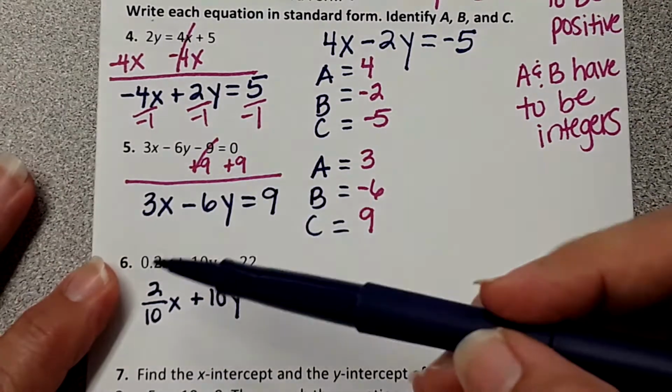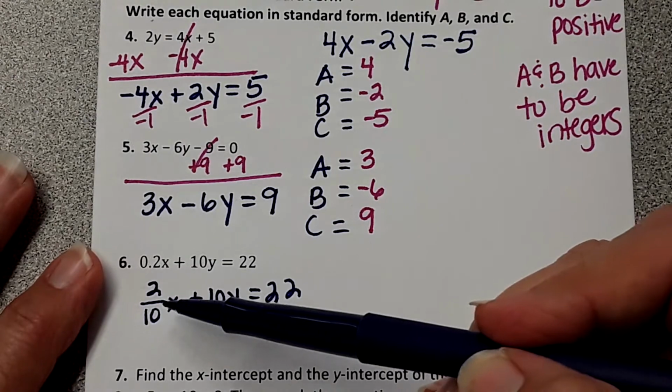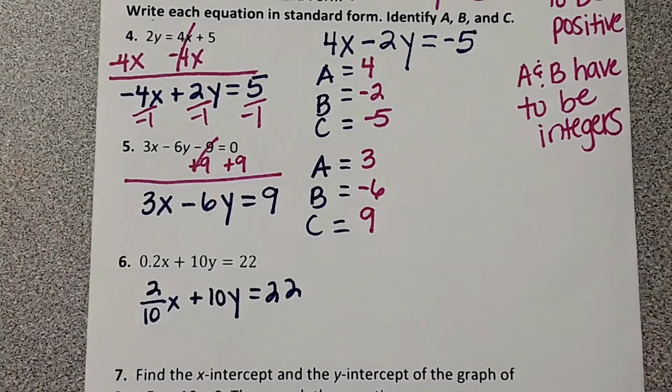So what I did is I just converted the decimal into a fraction, 2/10. To get rid of a fraction, you're going to multiply everything by that denominator. So what is the denominator of the fraction?